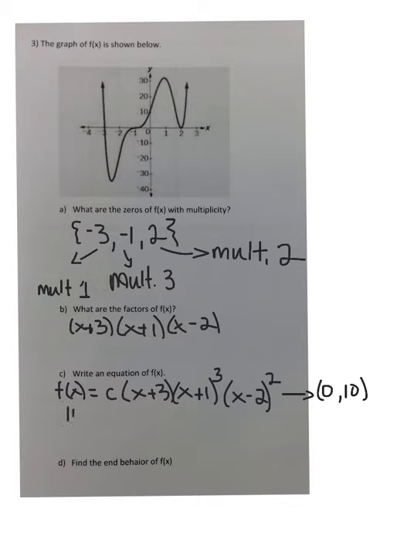And so I'm going to get 10 equals c times 3 times 1 cubed times -2 squared. Okay, so that's going to be 10 equals, now let's figure this out. So we've got 3 times 1 cubed is 1, -2 squared is +4. So altogether that's going to be 12c. And then we're going to divide out that 12.